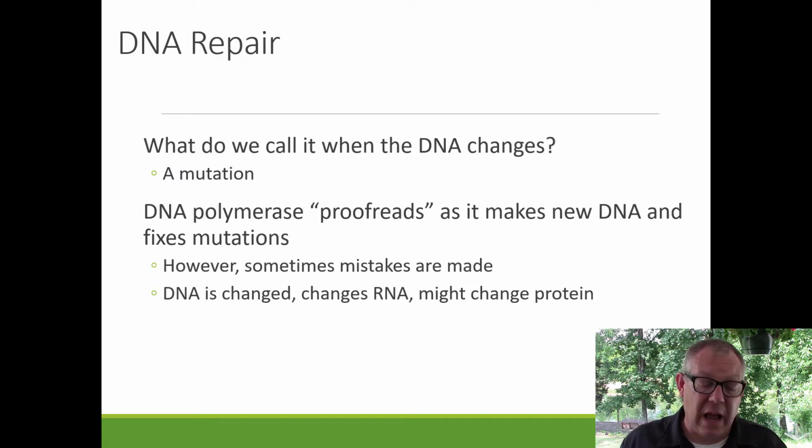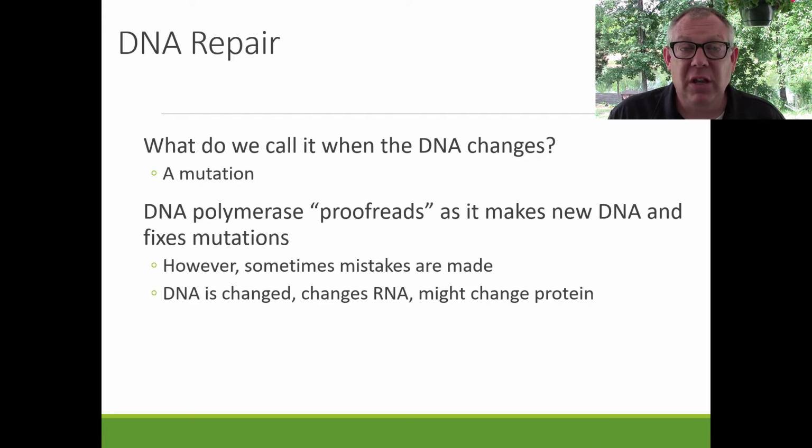I mean, these are just chemical reactions. I say it proofreads, or it goes and grabs, like we sort of personify these molecules like they have conscious thought. Of course they don't, right? These are chemical reactions. And sometimes things can go wrong. And so when this happens, you can get a change in the DNA, and that's going to ultimately change the RNA, and that might change the protein. Well, that change in the DNA is a mutation.